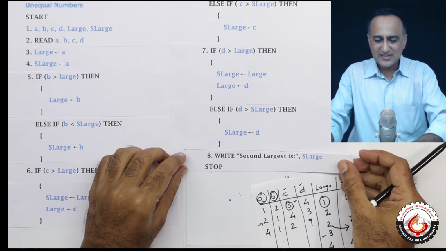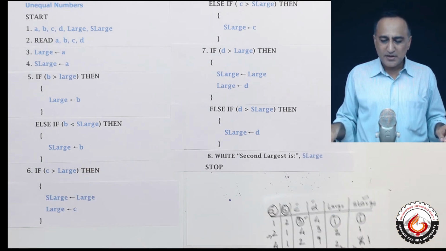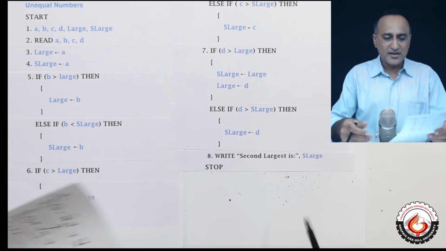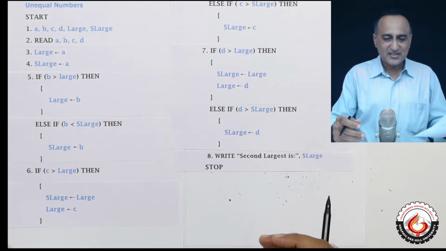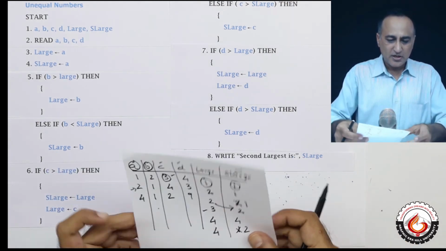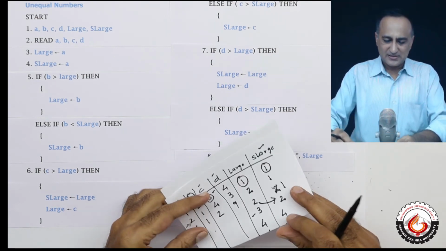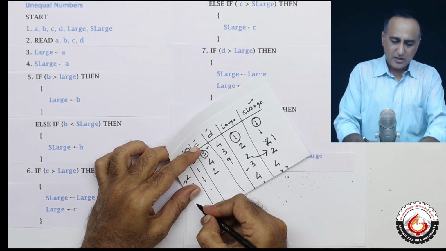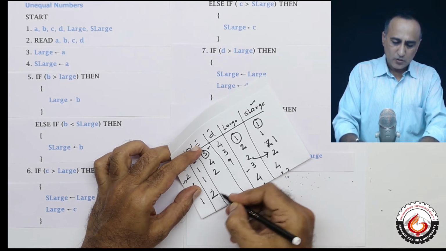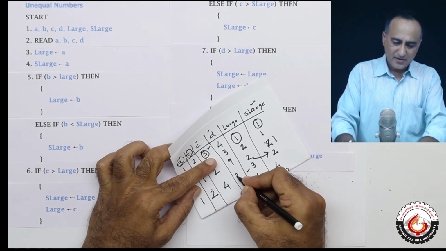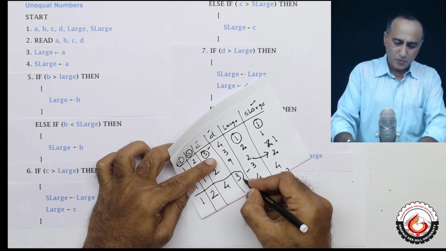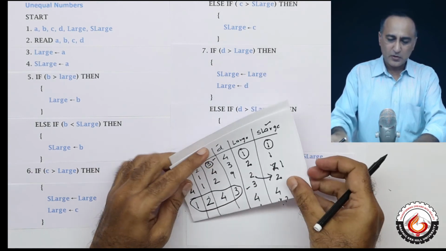Then finally, in the last step, number 8, I am going to say second largest is S large. Now in order to ensure that this logic will work in every case, let us take certain sample inputs. So let us take an input something like this. Our input can be 1, 2, 4 and 3. So this is the input I am going to try and see how it really works.